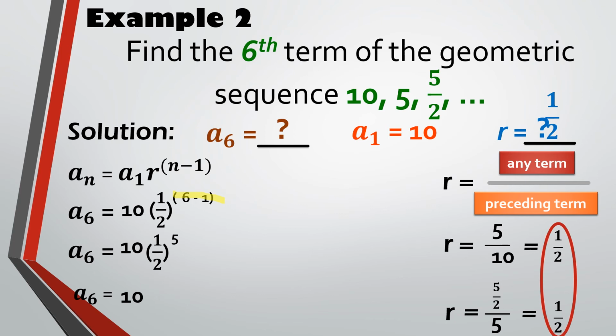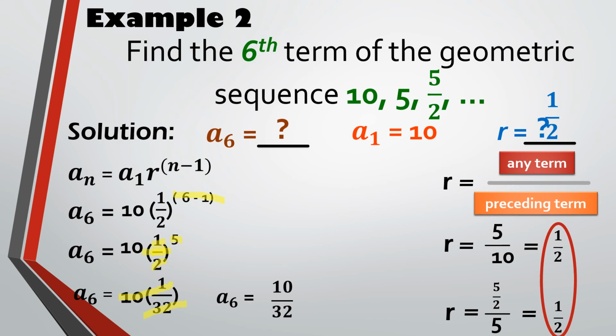Okay? But you can also use your calculator. How to solve this one in the calculator? So, you write down the parentheses, and then you put 1, and then the fraction bar, and then write down 2, and then close parentheses, and then exponent as 5. Okay? That is equal to 1 over 32. So how do we simplify this one? That is 10 times 1 over 32. Meaning to say, a sub 6 is equal to 10 over 32.